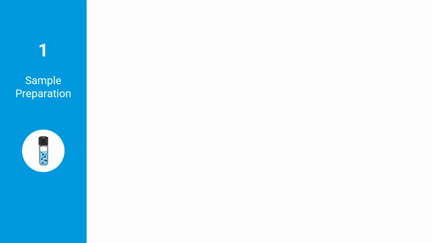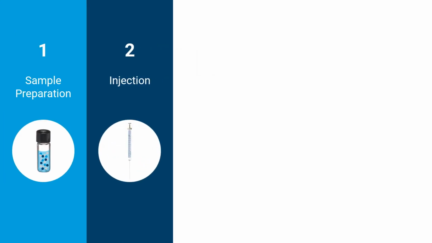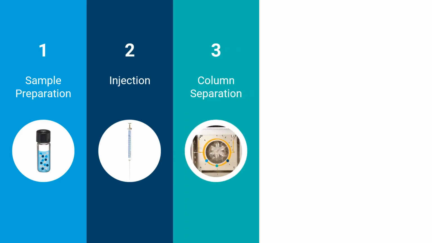Here is a summary of the 5 steps. Steps 2 and 3 will be the focus of the next video. Step 1. The sample is prepared for analysis. Step 2. The sample is injected into the heated inlet. Step 3. Sample components separate from one another in the column.